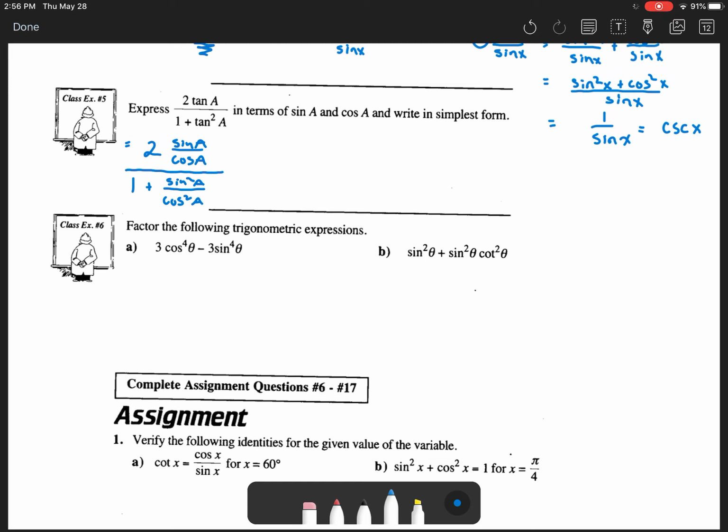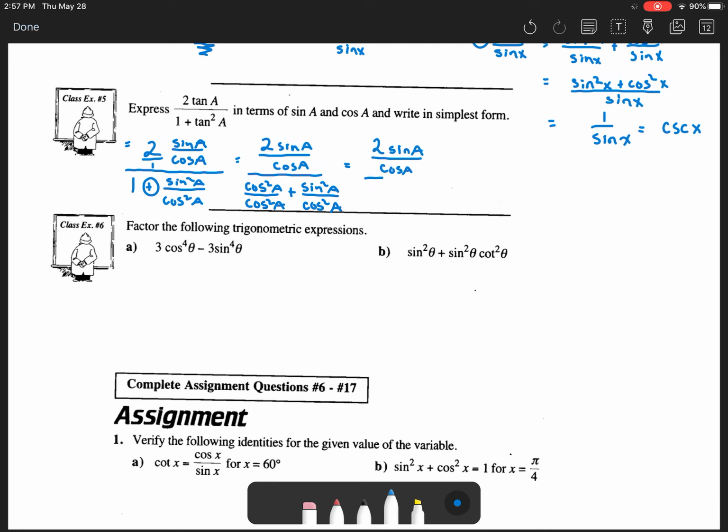So again, I've started out by doing exactly what they said, writing the tangents in terms of sine and cos. Next step. In the numerator, when I multiply the 2 times sine a over cos a, this is going to be 2 sine a all over cos of a. Remember that's because this 2 is like a 2 over 1. And in the denominator, what do I have there? Well, I need to combine these two expressions together by adding, so I need a common denominator. Again, that's going to end up being cos squared of a over cos squared of a plus sine squared of a all over cos squared of a.